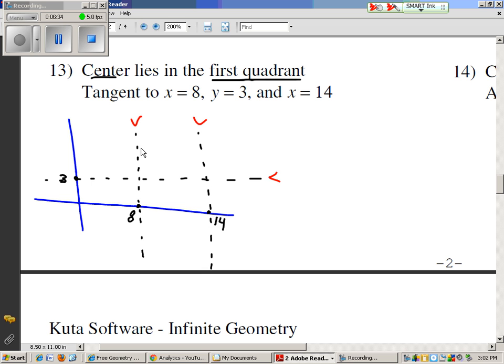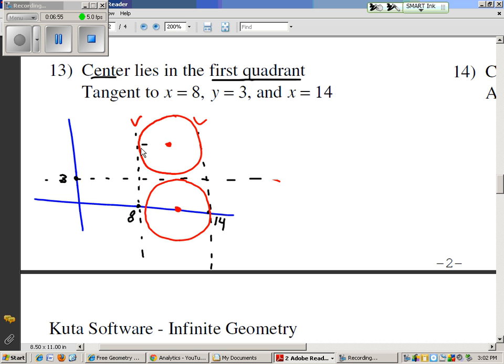Well, it looks like I can put a circle here, or I could put a circle here. And the question is, which one of them do we know for sure the center is in the first quadrant? This one, it looks like the center might be on the line or below the line, but this one, it's definitely in the first quadrant. Okay, we can even measure just to make sure.